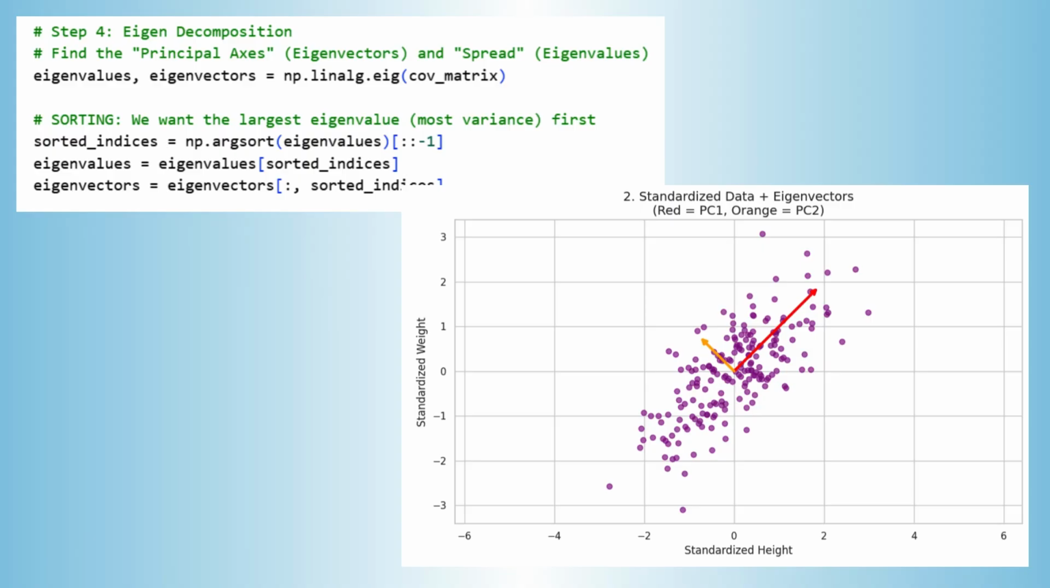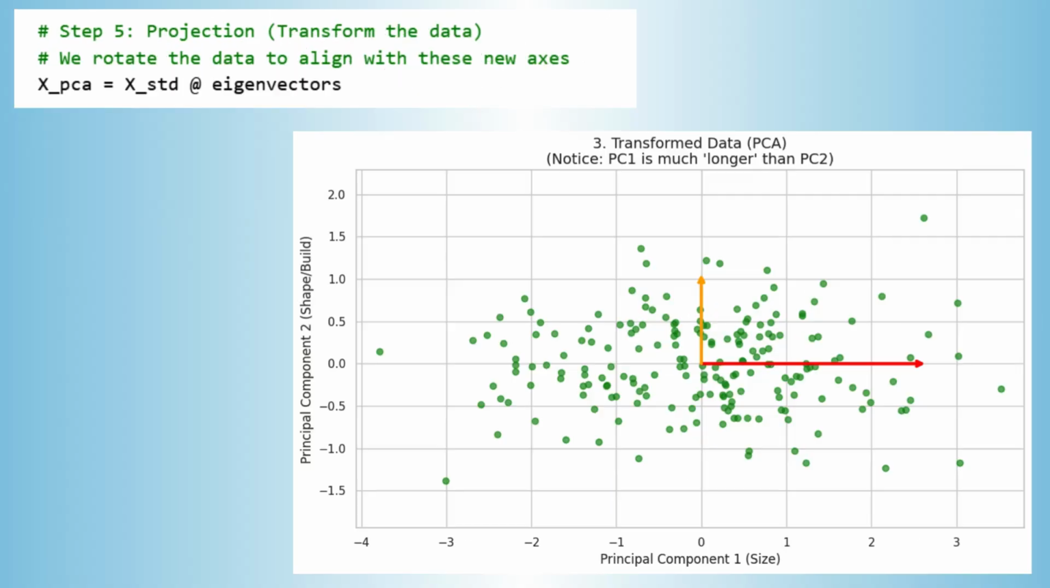This axis represents size. Now, for the projection, we rotate the data. And here is the result. The data is flat. The x-axis is now PC1 with maximum variance. And the y-axis is PC2, which is mostly noise. Notice the red arrow is much longer, visually proving it holds more information.